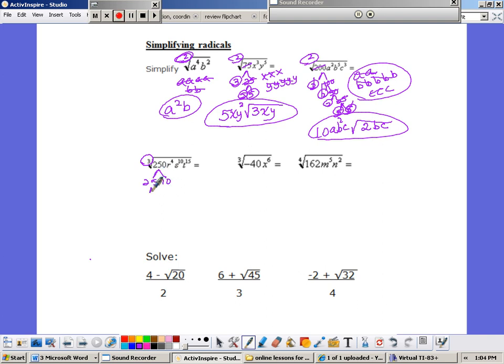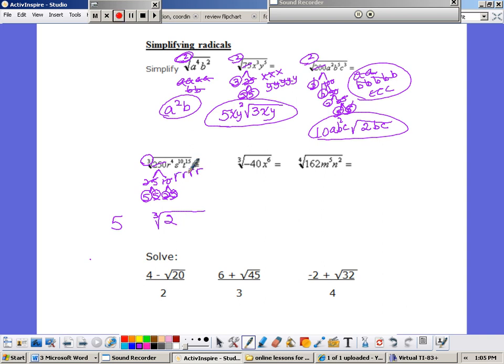25 times 10. 5 times 5, 2 times 5. 5, 5, 2, 5. Gone, gone, gone. I have 3 5s, so a 5 can get out. Don't forget to leave the index in here. It's important. And a 2 stays in.